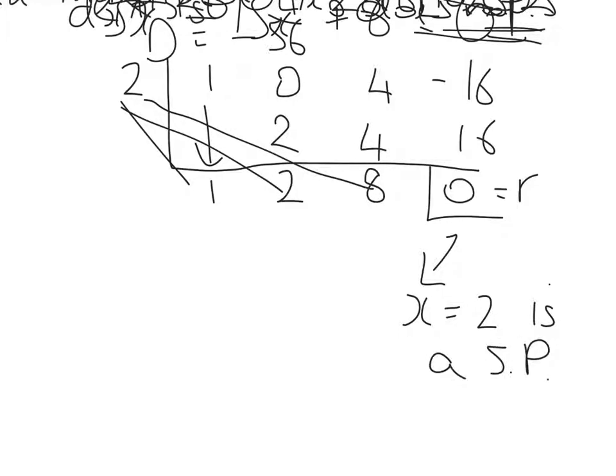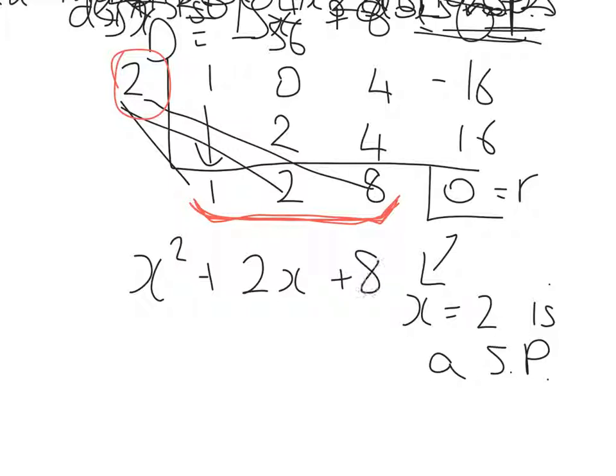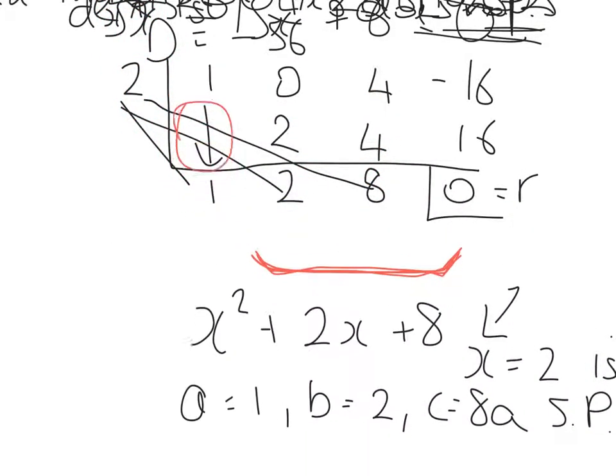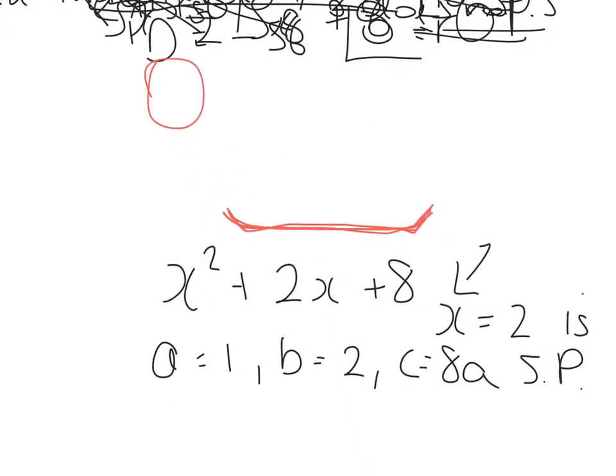And it says show that there are no more stationary points. Well, I can do that by showing that there's no more results to come out of the quotient here. So a stationary point at 2. So the quotient here is x squared plus 2x plus 8. So again, I can investigate using the discriminant. a is equal to 1, b is equal to 2, c is equal to 8. And I should find that I get a discriminant which is less than 0, which will prove that there are no more stationary points.